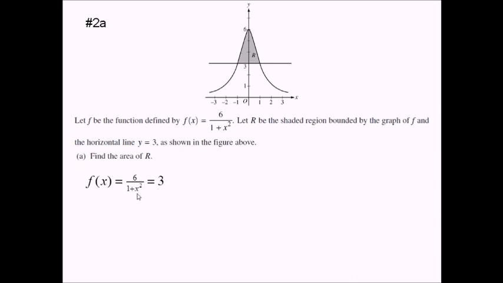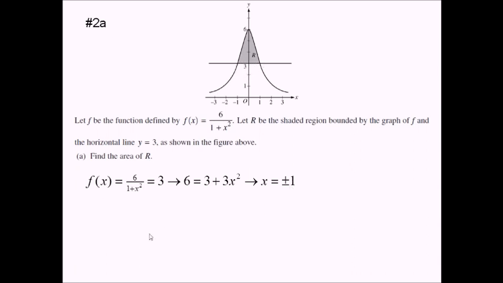And just doing a little algebra here, multiply both sides by 1 plus x squared. That's 3 plus 3x squared. Subtract 3, divide by 3. You've got x squared equals 1, so then x equals plus or minus 1, which is exactly what it looks like in the graph, so we just confirm that.